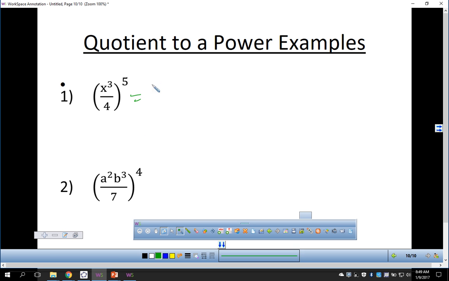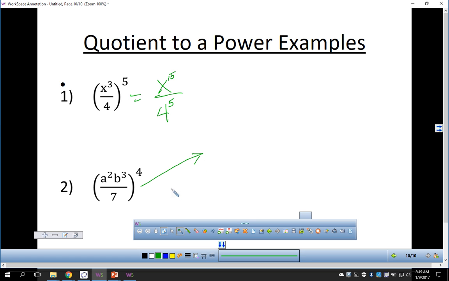Go ahead, Blake. X to the 15. Yes? It's not 4 times 5, it's 4 to the 5, right? It's not 20, so it's not 4 to the 5, right? Which is a big number. So it's not 4 times 5, right? People make that mistake all the time. Okay. Who wants to give me this one?